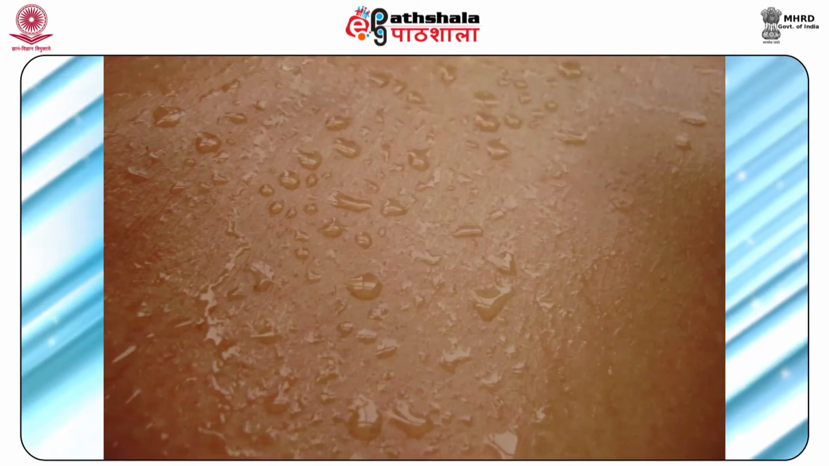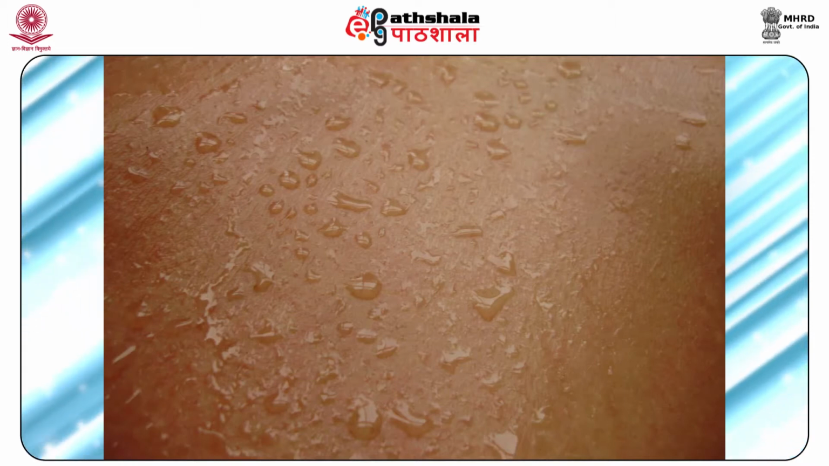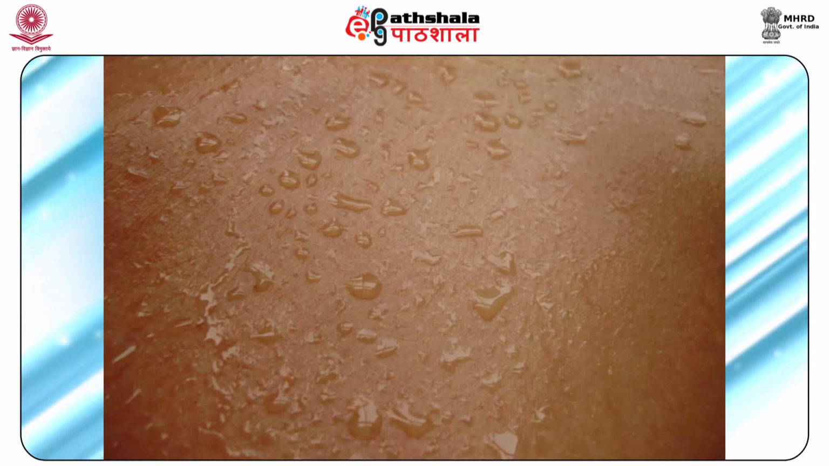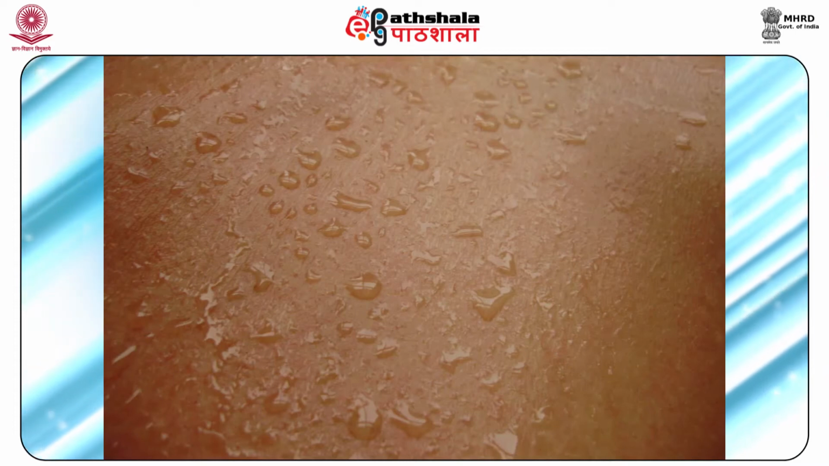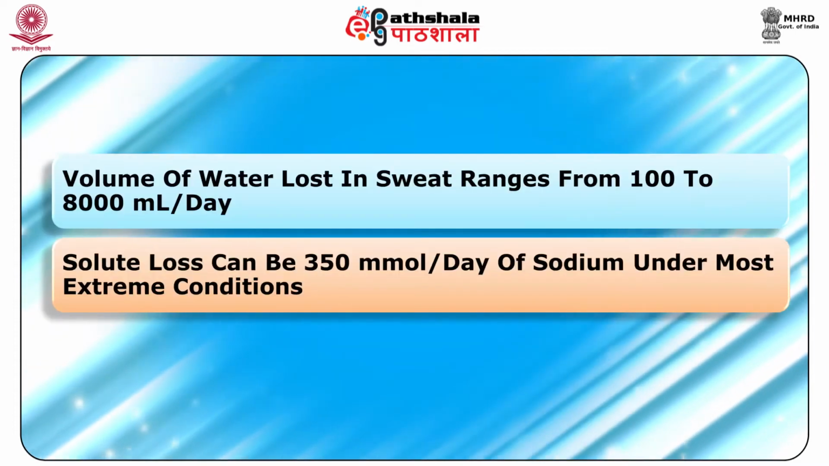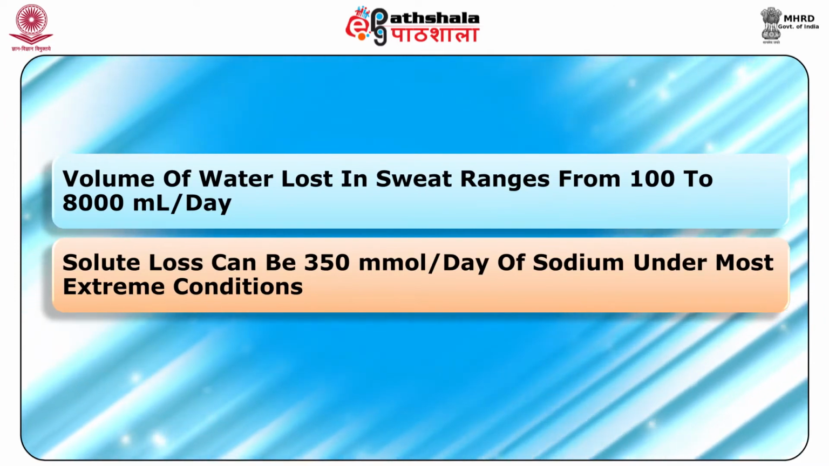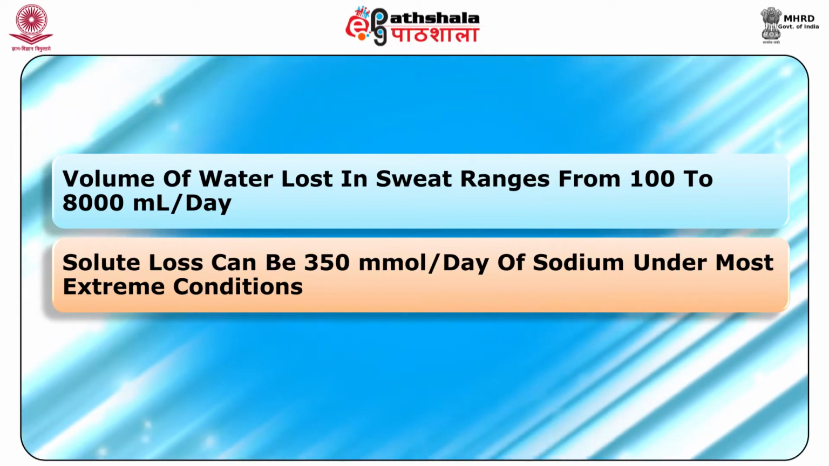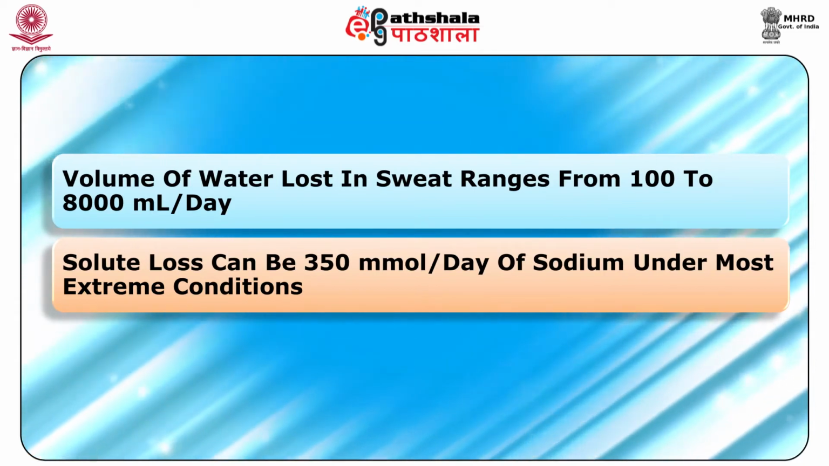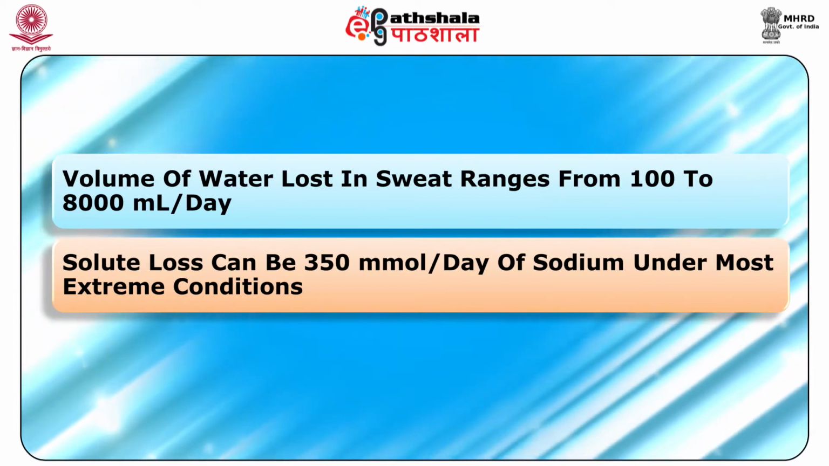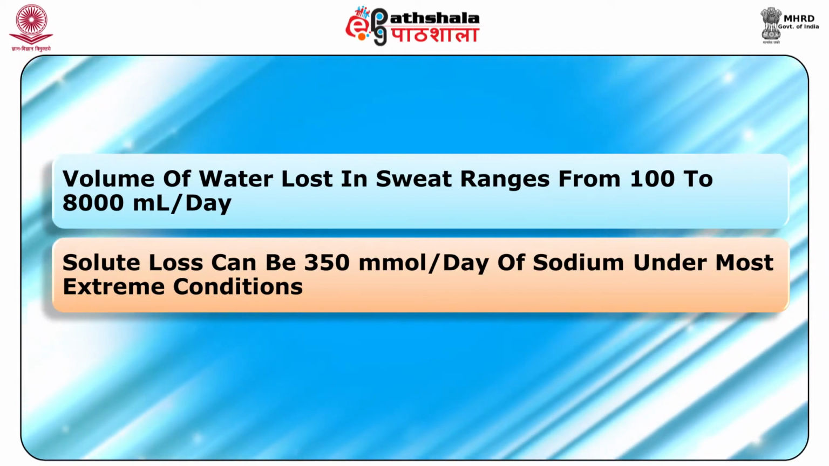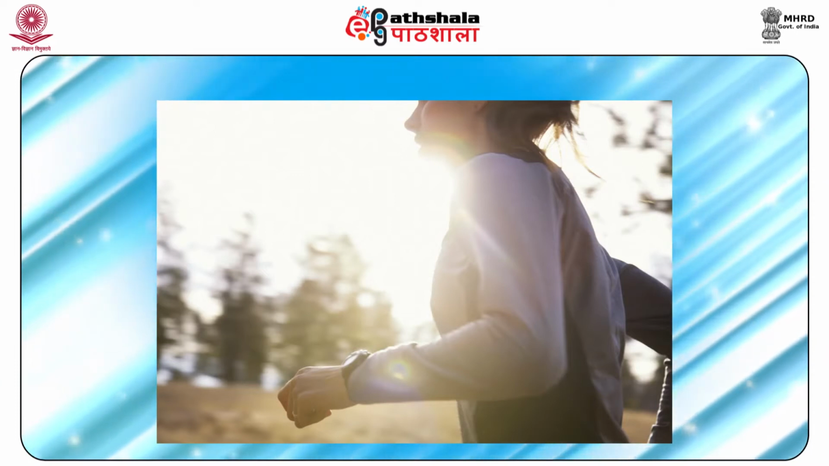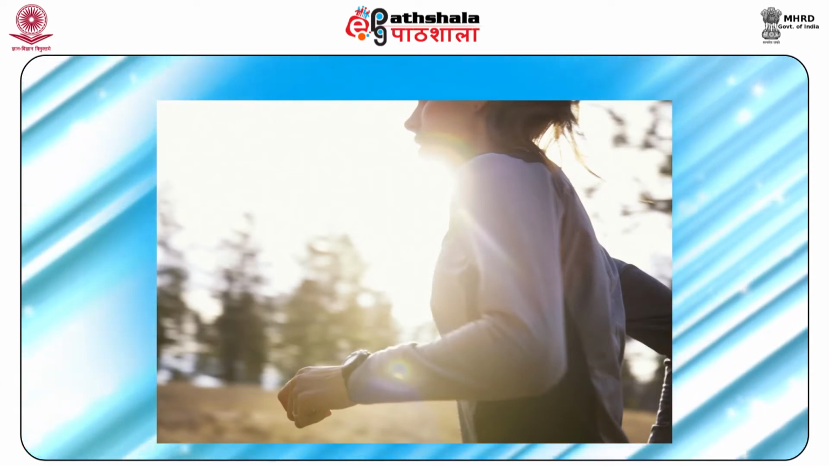It always contains a small amount, that is 0.2 to 1%, of solute. When a person moves from a cold climate to a hot climate, adaptive changes occur in the sweating mechanism of the person. The volume of water lost in sweat daily is highly variable, ranging from 100 to 8000 milliliters per day. The solute loss can be as much as 350 millimoles per day of sodium under the most extreme conditions. During average intensity exercise, sweat losses can average up to 2 liters of water per hour.